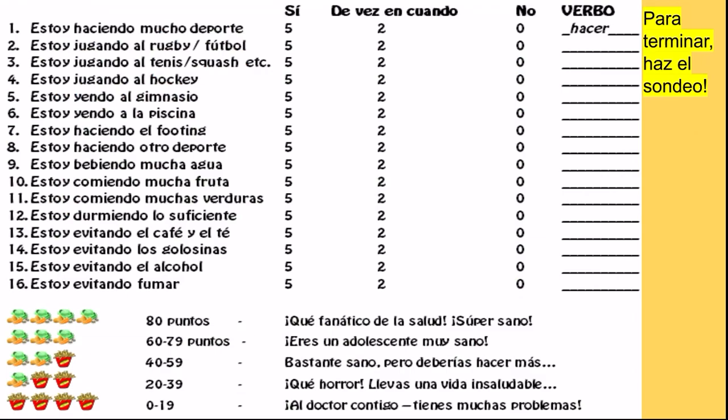We've got the next one as well. Estoy jugando al rugby y football. From that one, we've got I am playing rugby and football, and the verb is jugar. So again, you're just going to work out the points and put those through. So pause the video now, and then you can see what points you get.